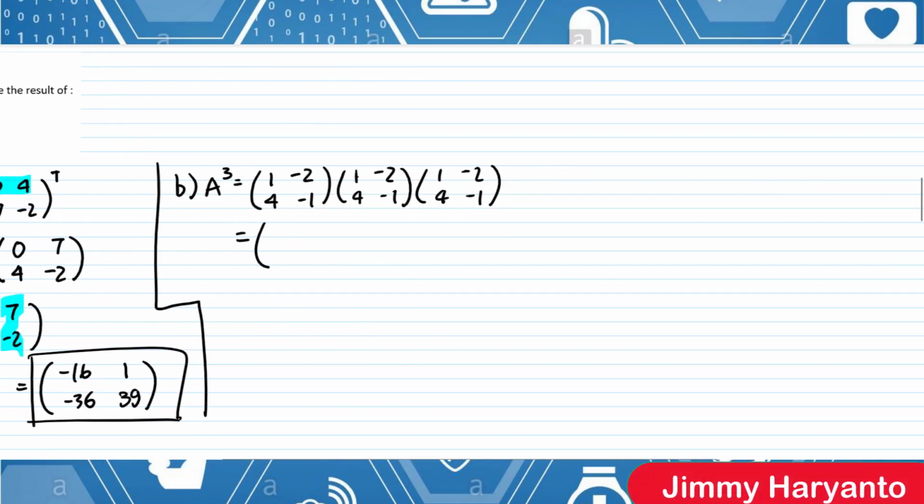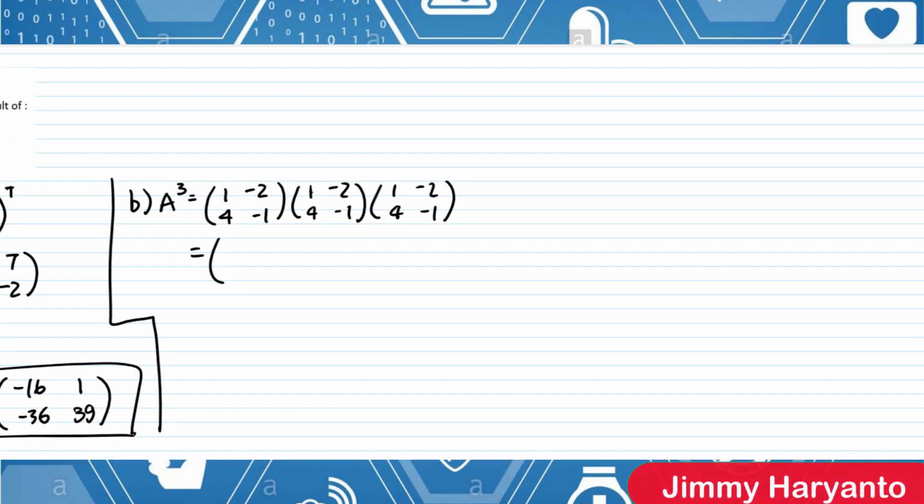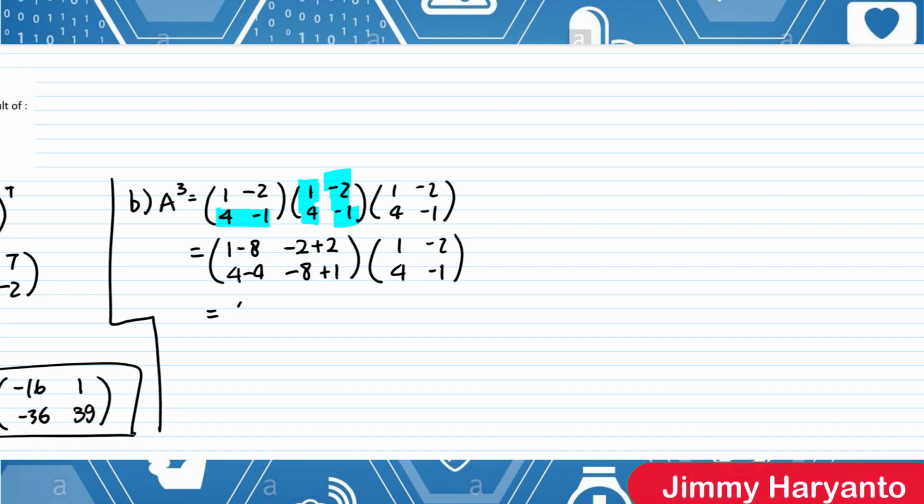So let's calculate the first one. For the first one, follow the rules. Row times column. 1, and then negative 8. And then for the second column, it will be negative 2 plus 2. For the second row, it will be 4 and negative 4. And then for the second column, it will be negative 8 plus 1. It's not finished yet. You have to multiply it one more time.